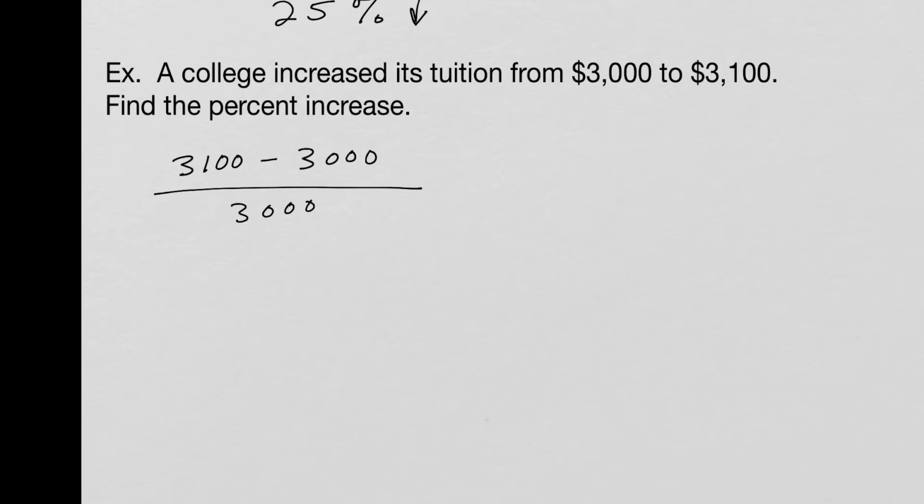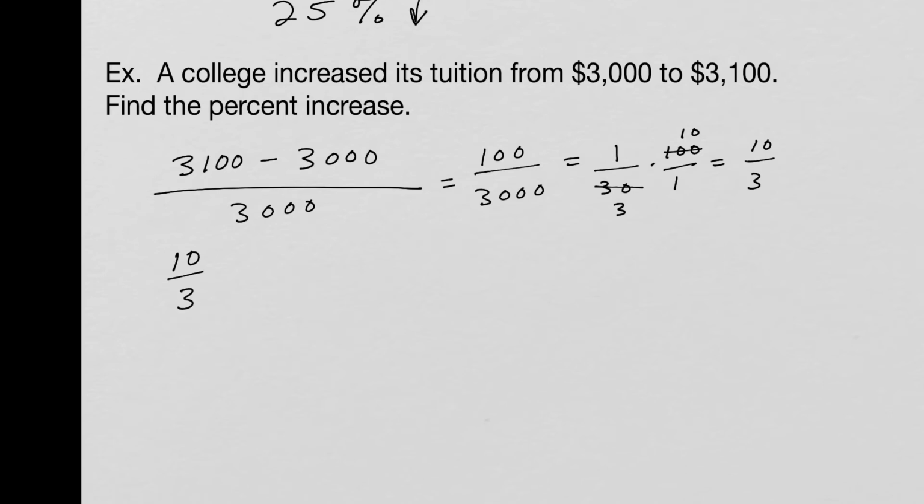And then I just want to make this a percent. So let me simplify this ratio first. So this is going to be what? 100 divided by 3,000. But then 100 goes into both of those, right? It goes into 100 once, goes into 3,000 30 times. And now to make that a percent, I need to multiply by 100 over 1. So again, looks like I can simplify this a little bit. 10 goes into 30 3 times, 10 goes into 100 10 times. So this is going to be 10 thirds. So there'll be a 10 thirds percent increase.